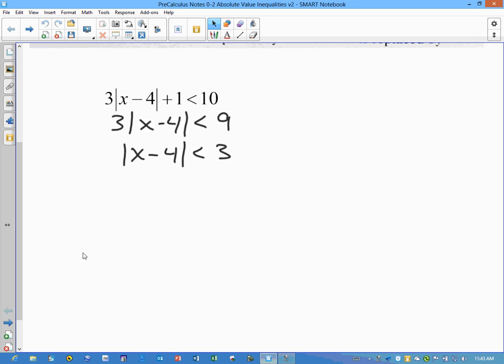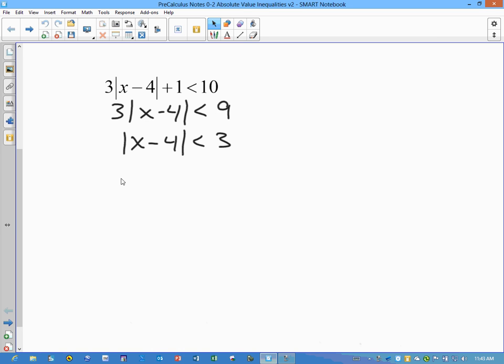Alright, so here we would have two cases. We're going to break this up into two different cases. The first case would be what we call as is. In other words, we take this and just ignore the absolute value. So this would just be x minus 4 less than 3.